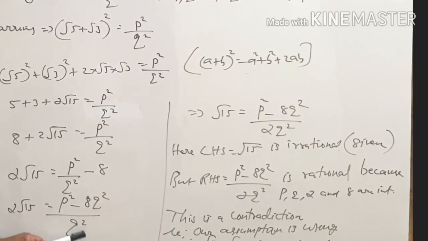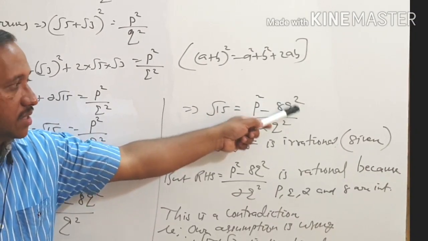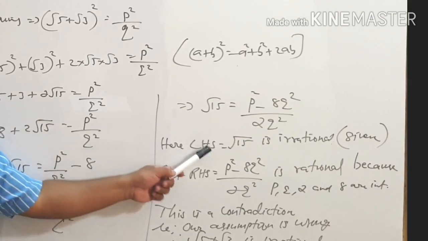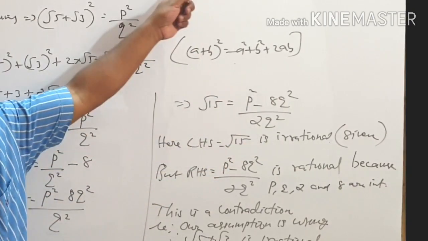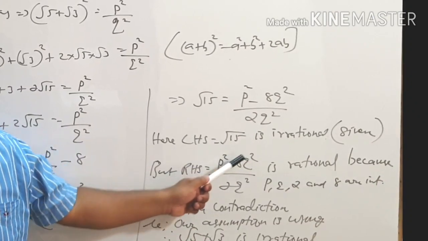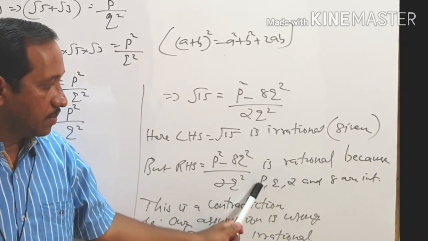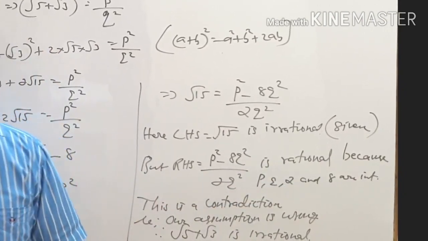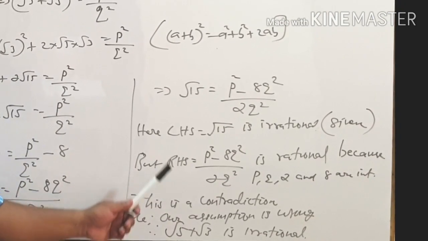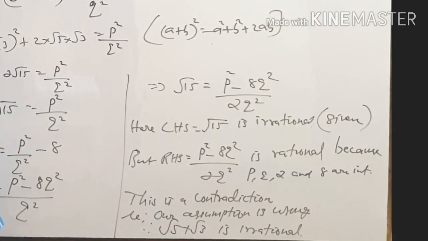And taking 2 to RHS, we get root 15 is equal to p square minus 8q square whole divided by 2q square. Here LHS is equal to root 15, which is irrational, it is given. But RHS is equal to p square minus 8q square by 2q square, which is rational because p, q, 2 and 8 are integers. This is a contradiction. That is, our assumption is wrong. Hence, root 5 plus root 3 is irrational.